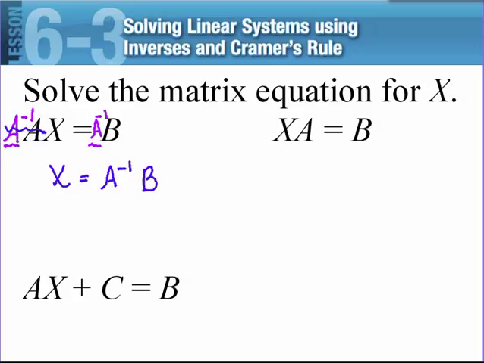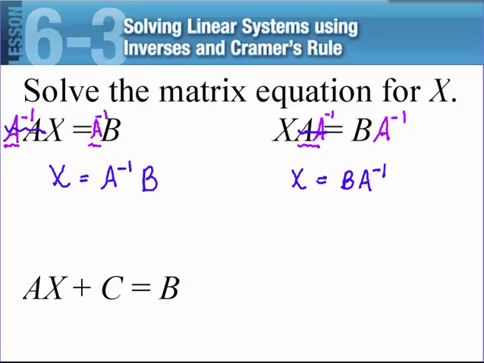Okay, let's look at the second one. On the second one, I've got XA equals B. So in order to cancel out the A, I'm going to have to multiply by A inverse. But what I'm going to have to do is multiply by the A inverse on the right side because remember, they need to be paired up. So if I multiply on the right side of the equation, I've got to multiply on the right side of the equation. So the A and the A inverse cancel, and I'm left with X equals B times A inverse.